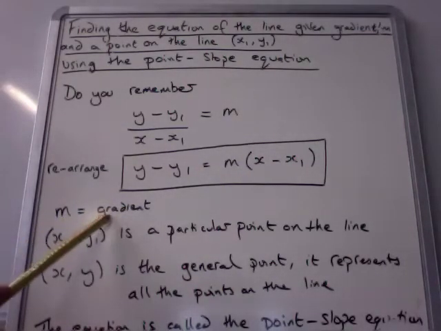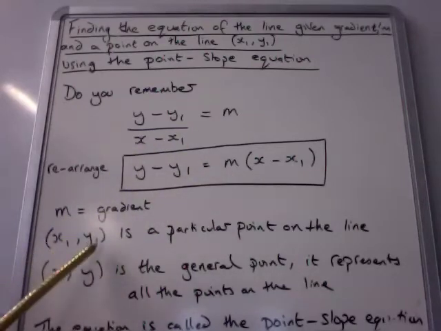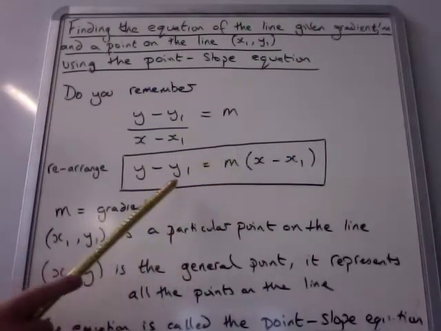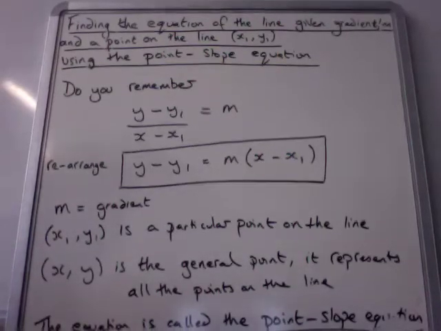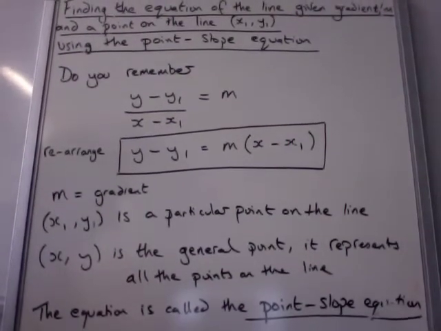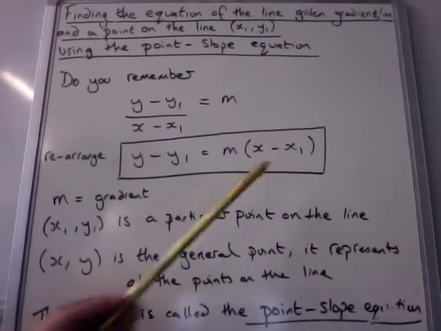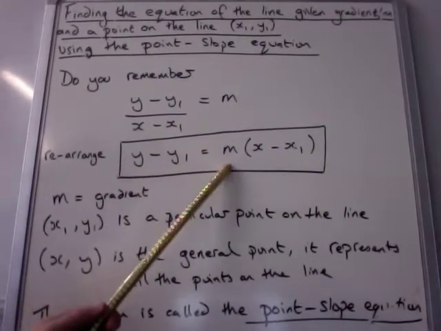Okay, m here stands for the gradient. x1, y1 is a particular point on the line, and x and y is what we call the general point. Okay, it represents all the points that are on the line. So when you've got an answer for an equation and have something like y equals 3x plus 7, I'm talking about the y and x in that formula. Okay, and this equation is actually called the point-slope equation. Okay, why? Because we get a point with it and we get a slope number.